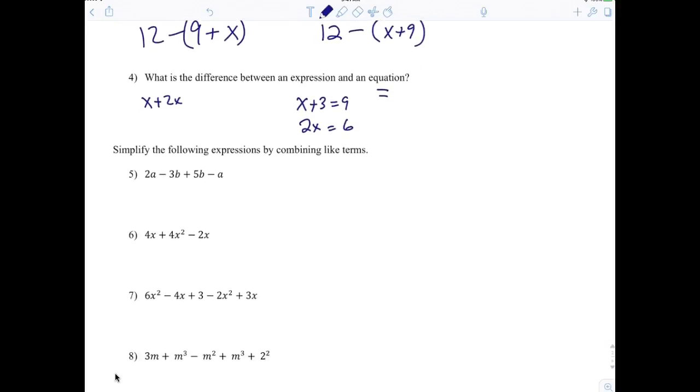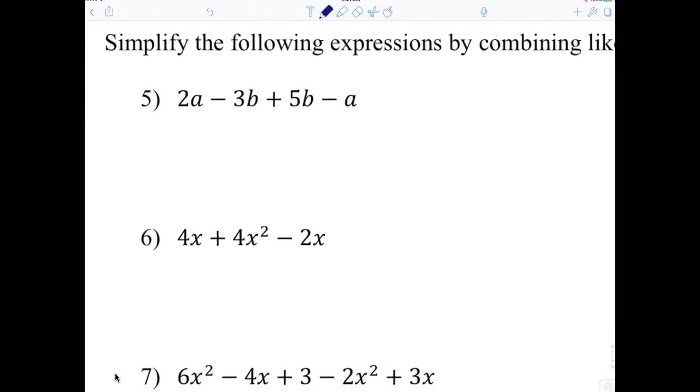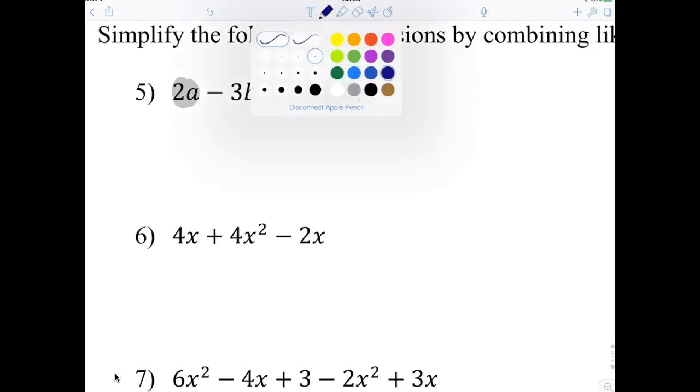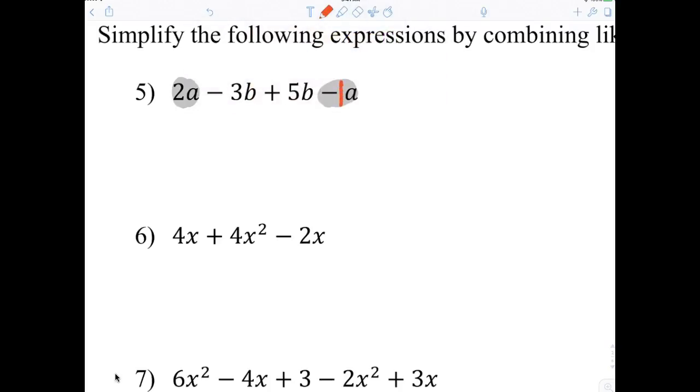Let's move on. Now we're going to simplify the expression. To simplify the expression, I want to highlight what's the same. 2a minus a. What's 2a minus a? Now keep in mind, in front of that a is the number what? 1. So 2a minus 1a would be 1a.